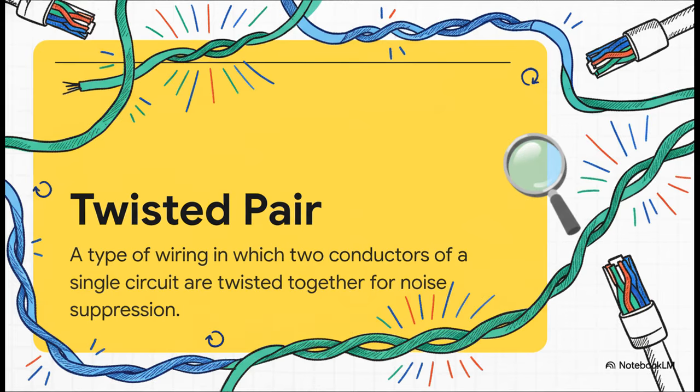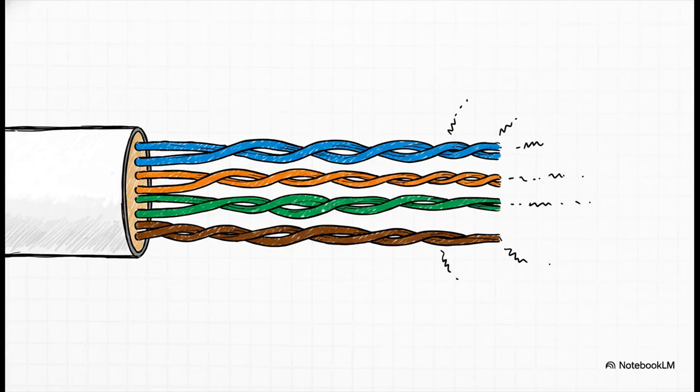You twist the wires. Instead of letting them lie flat next to each other, you take the 2 wires that make up one circuit and you just twist them together. Now, this isn't to make it look neat and tidy. Oh no, this is pure, clever physics at work. Okay, get this. This is how it works.